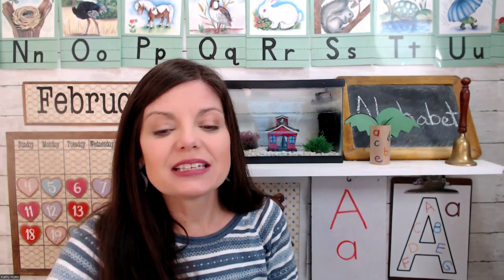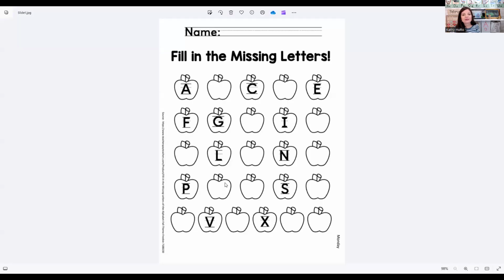Well, today A is for alphabet. The alphabet just means all 26 letters. There's some letters that are missing. Let's see if we can sing the ABC song, and I think that'll help us to find the missing letters in the alphabet.